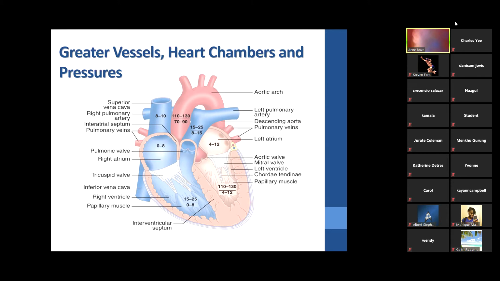Then you go through the tricuspid valve into the right ventricle, and you'll see that there are pressure gradients there. But now you see a systolic and a diastolic, because this is a bigger chamber, so you have a systolic and a diastolic.